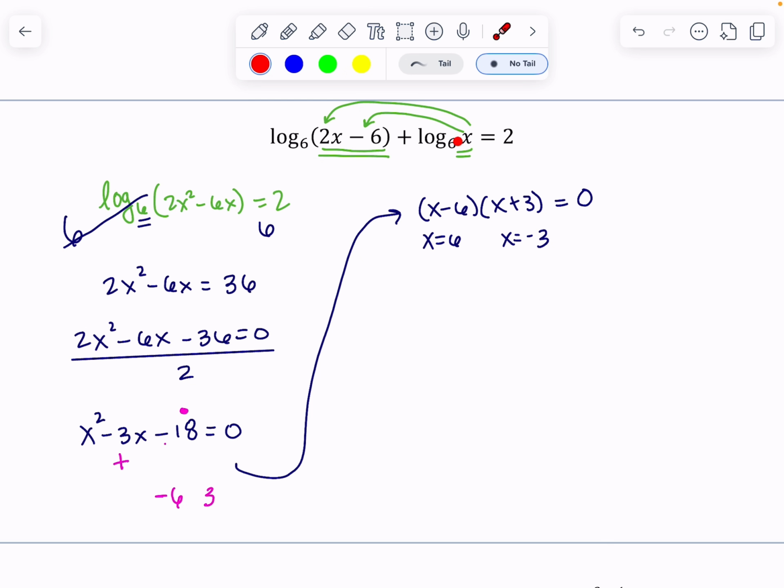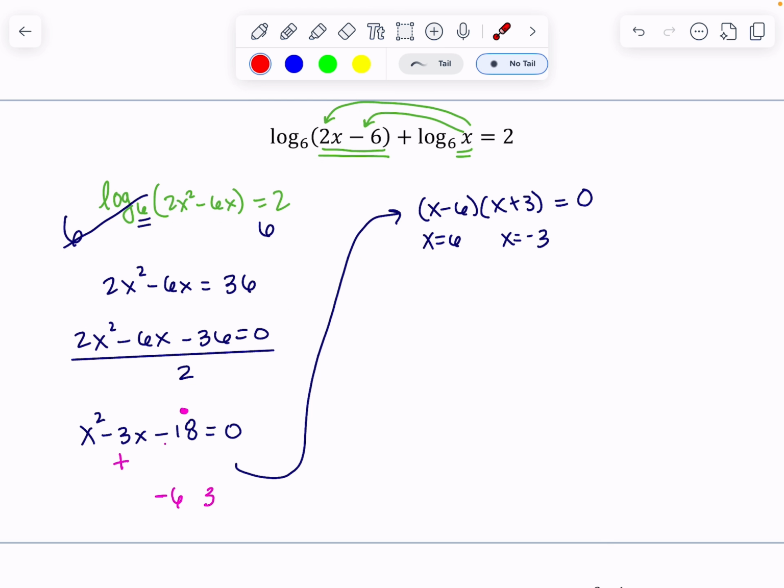So first thing I did was I condensed these using the product rule. Condensing them said that I need to multiply the x out, or the x to both of these. I then exponentiated both sides using the base of my logarithm. This side canceled, leaving me with just the argument. This side I evaluated. Because I saw an x squared and an x term, I know that I probably need a factor in order to solve this. That's the only way that we're going to go about solving something like this.